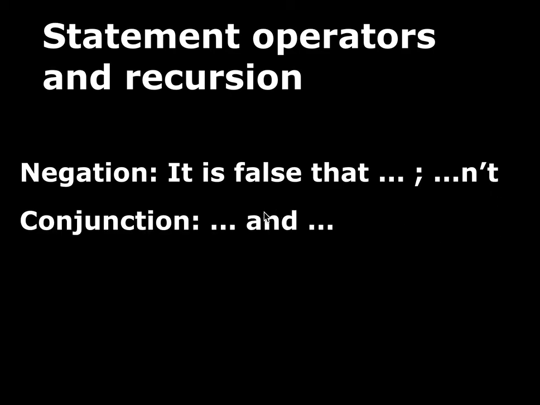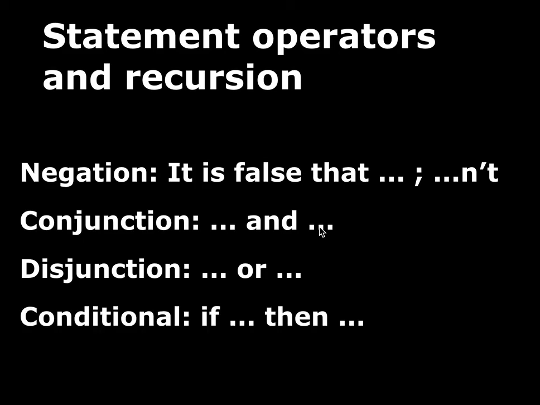Conjunction, expressed with "and," but there are a few other ways to express it. We'll see in the next video. Disjunction: "or," "either or," "unless," as we'll see, those are ways of expressing disjunction. Conditional: if something, then something. These 4 operators govern most of what's going on in normal English reasoning and talking.